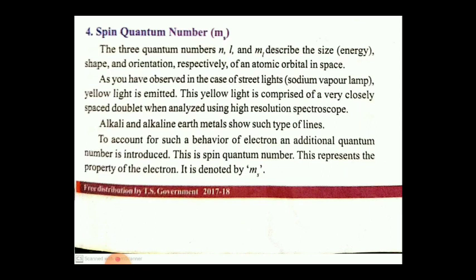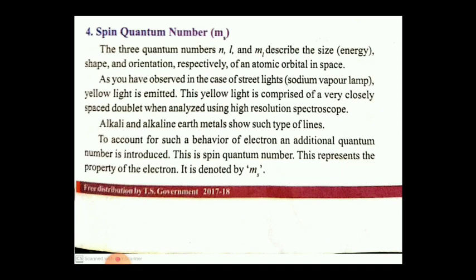But when the sodium vapor lamp emits yellow light, it comprises a very closely spaced doublet when analyzed using a high resolution spectroscope. This means there are two lines in the spectrum of the light emitted from the sodium vapors. These two lines are called the D1 and D2 lines. Alkali and alkaline earth metals also show such very close lines.